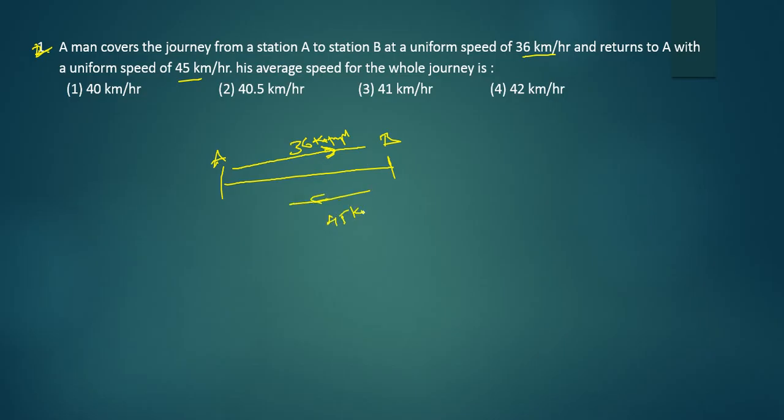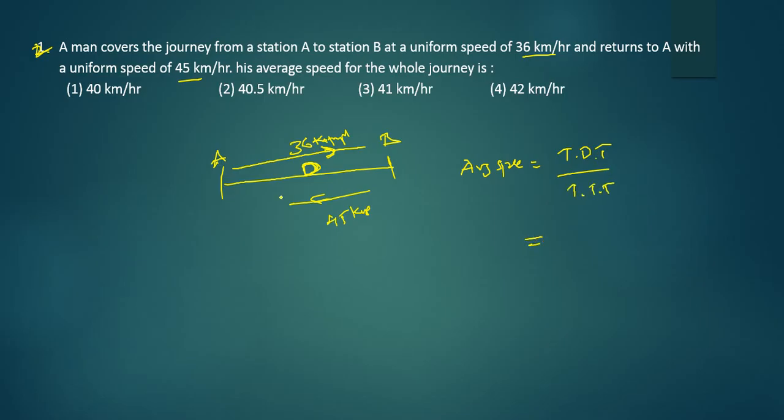45 kmph. We don't know the distance between A and B. Assume the total distance between A and B be d. Okay. Now what is an average speed formula? Average speed is equivalent to total distance traveled by total time taken.